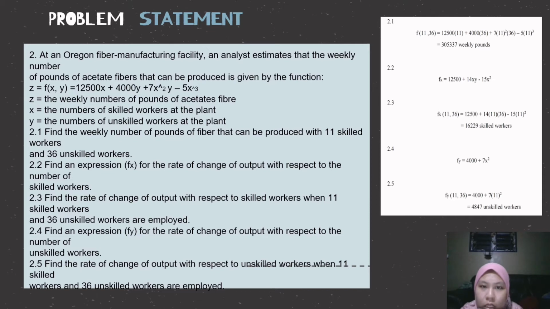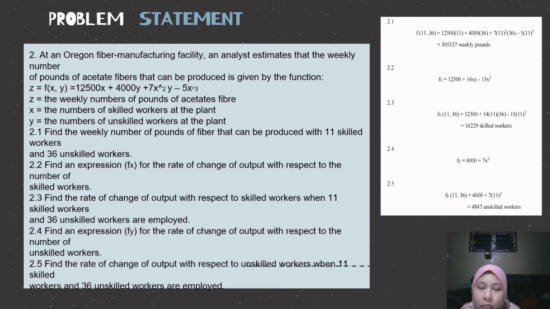Since the equation is already given, we just have to put the value of 11 for x and 36 for y into the equation. Next, find an expression fx for the rate of change of output with respect to the number of skilled workers. We have to differentiate the first equation given, with respect to x. So we get fx equals 12,500 plus 14xy minus 15x squared.